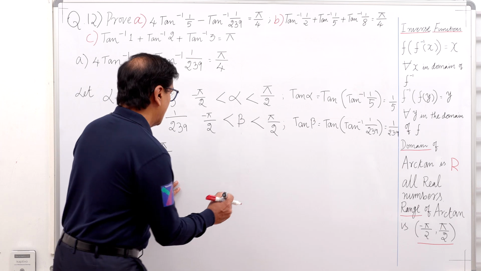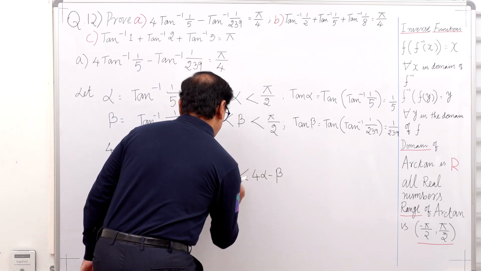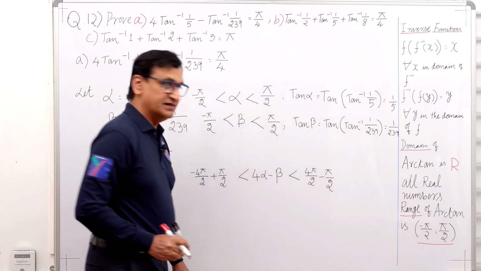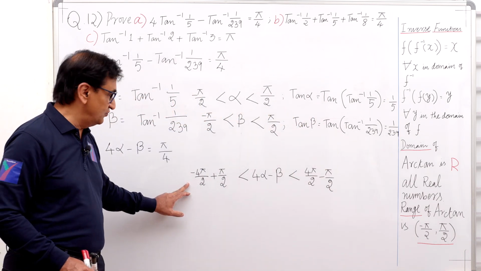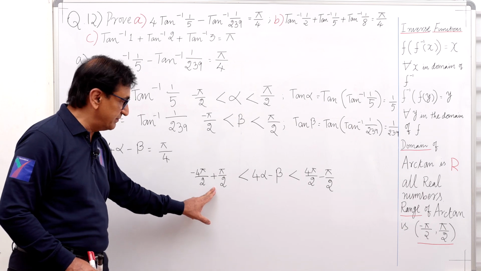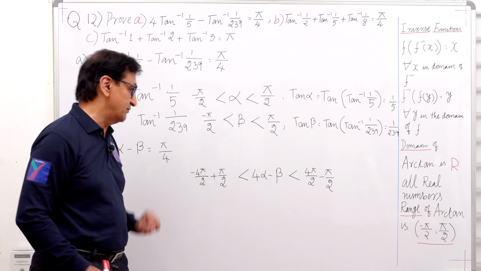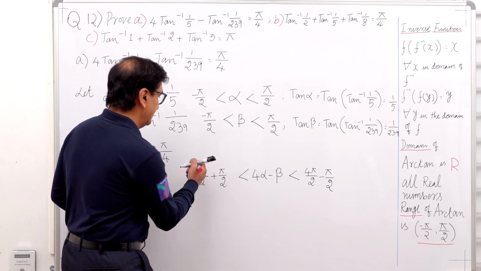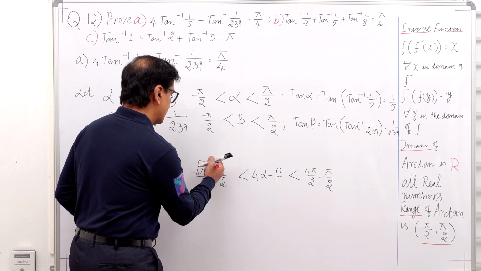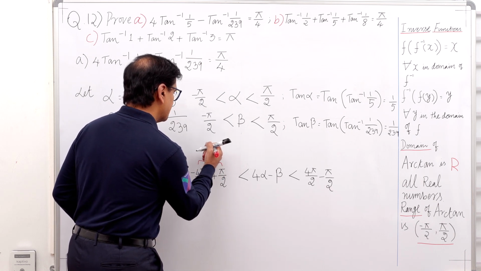Therefore, 4 alpha minus beta should be between minus 4 pi by 2 plus pi by 2. Why plus pi by 2? I have a minus beta here. So this will become minus or minus pi by 2 plus pi by 2. Between 4 pi by 2 plus pi by 2, this will give me, so this is minus 3 pi by 2, right?